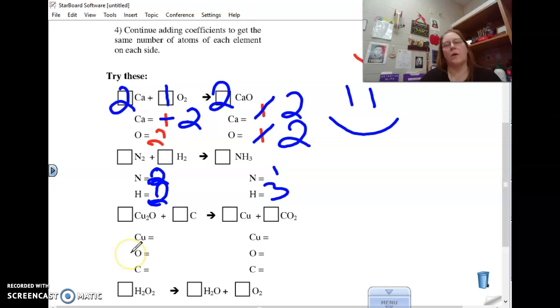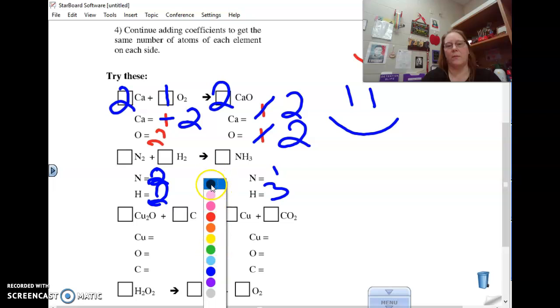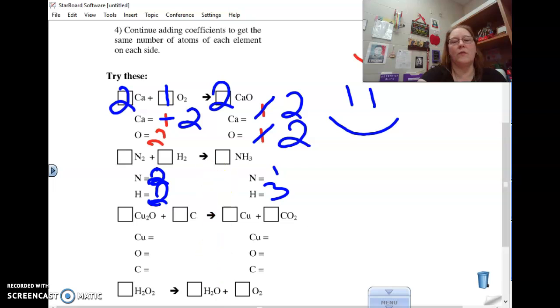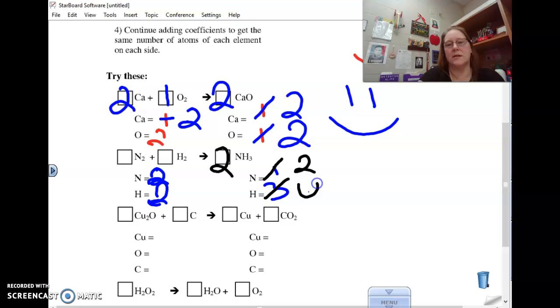Probably the easiest thing to do would be to double this side. If I put a 2 coefficient here, then it's going to multiply each one of these atoms by 2. So 2 times 1 is 2, 2 times 3 is 6. Now my nitrogens are balanced, my hydrogens are not.